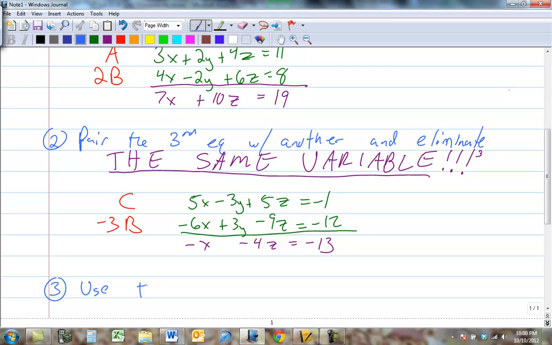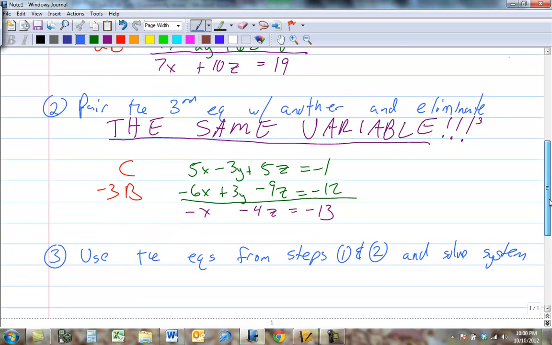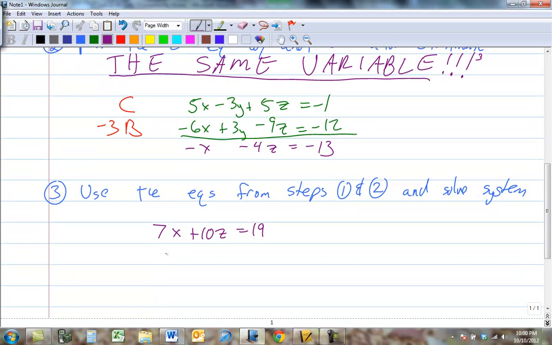And that's what we're going to do. We're going to use the equations from steps 1 and 2, and we're going to solve that system. All right, so part 1 equation is this one here. So what we're going to do is pair up 7x plus 10z equals 19. That's the equation from part 1. From part 2, we're going to use negative x minus 4z equals negative 13.